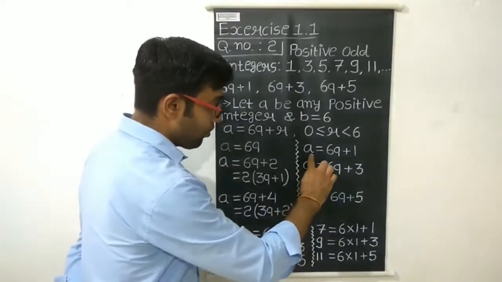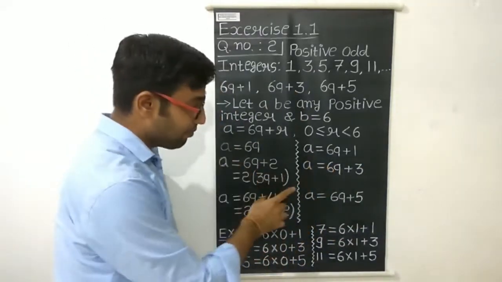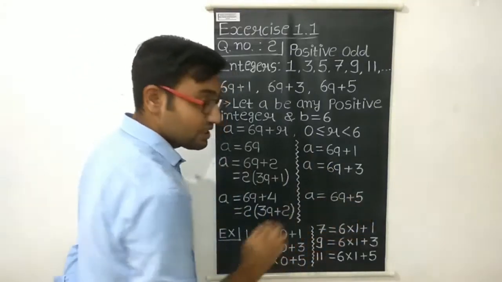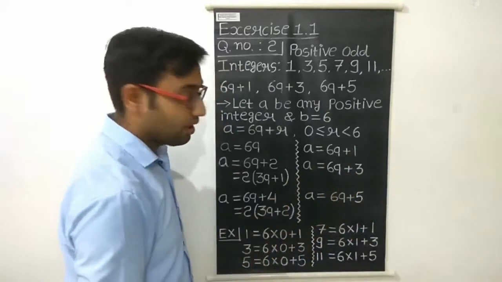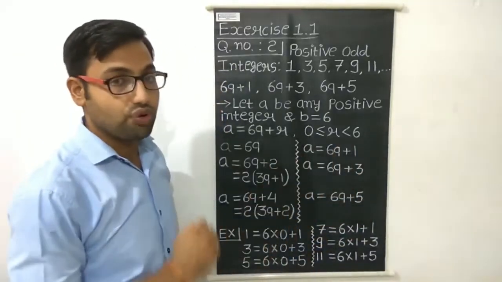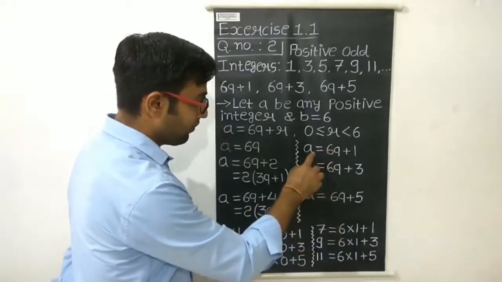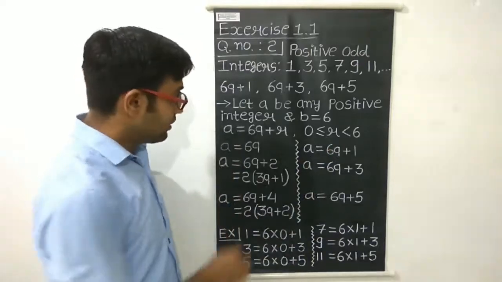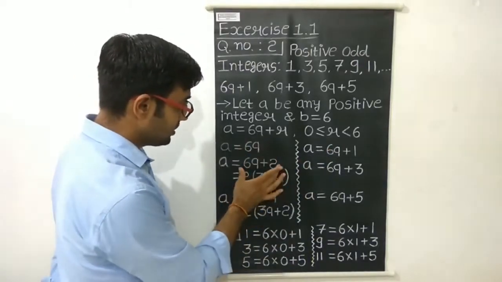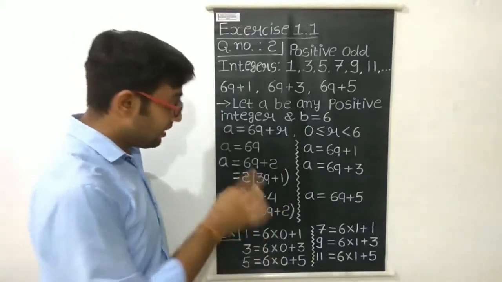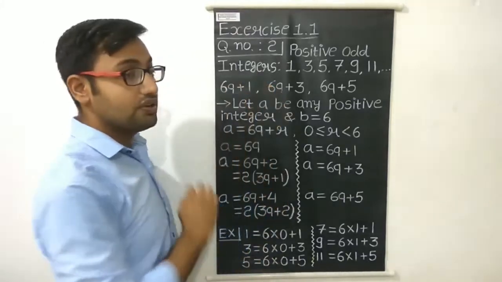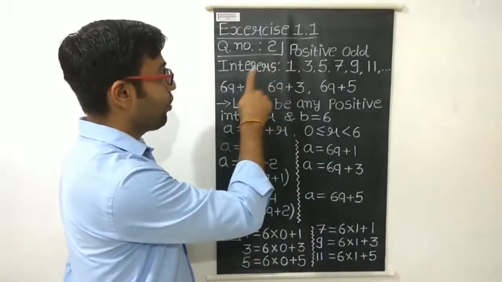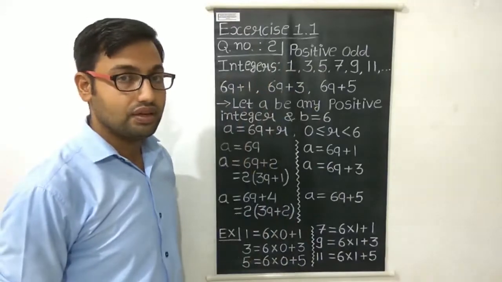And notice that out of these 3 numbers, none is divisible by 2, because here we cannot take 2 as a common factor, here also we cannot take 2 as a common factor, and here also we cannot take 2 as a common factor. So 2 is not a common factor for all these 3 possibilities, while for the other 3 possibilities, 2 is a common factor. So 6q plus 2, 6q plus 4 and 6q represent the even positive integers, and these 3 possibilities represent the positive odd integers, right?